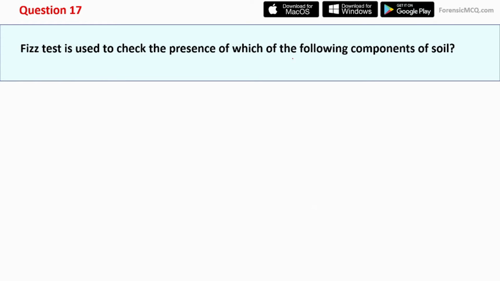Now, let's move to question number 17. Fizz test is used to check the presence of which of the following components of the soil. So let's check the options. First is carbonate, second is gypsum, third is organic matter, and fourth is oxide.